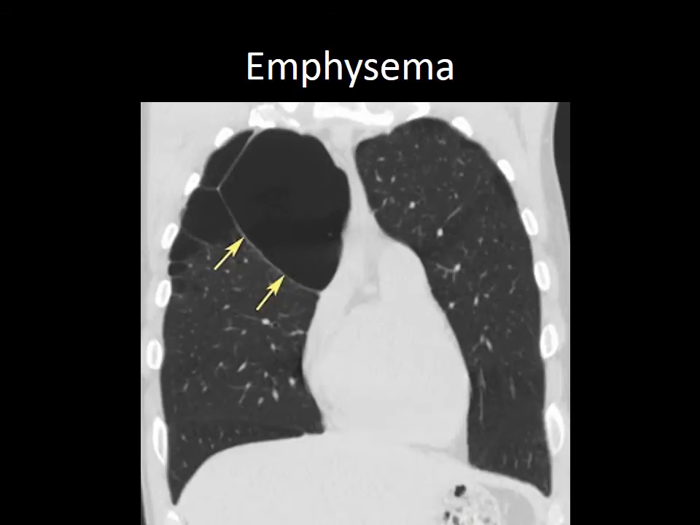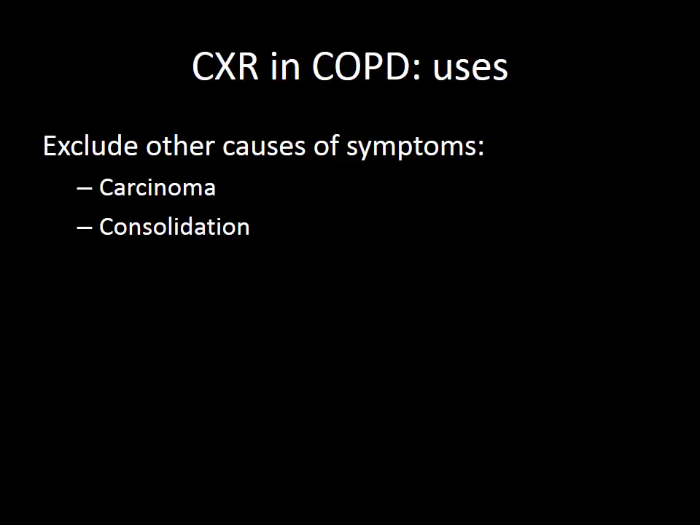Bullae may be present, particularly in the upper lobes. These appear as air surrounded by normal pulmonary parenchyma. Chest X-rays are performed in the diagnosis of COPD in order to help exclude other causes of symptoms, for example, carcinoma or consolidation.